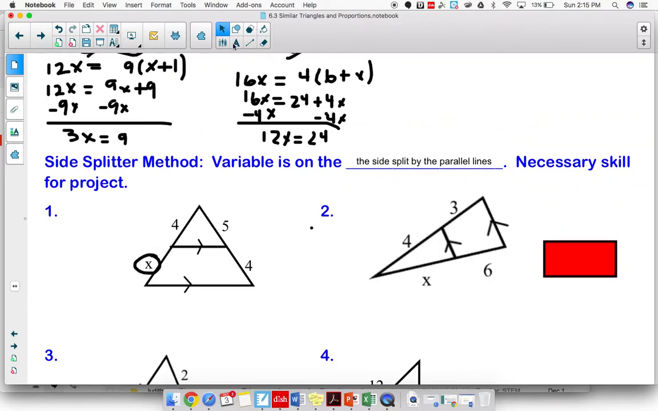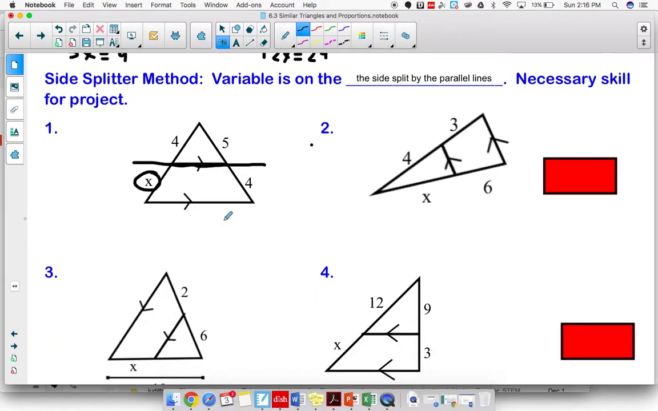The side that got split by the parallel line. So I always think about it like this parallel line. Extend it. It creates like a fraction bar. So how does this work? Well, if I write the left side as a fraction, 4 over x, all we have to do is set it equal to the other side, 5 over 4. And we just cross multiply. So 5 times x is 5x. 4 times 4 is 16.